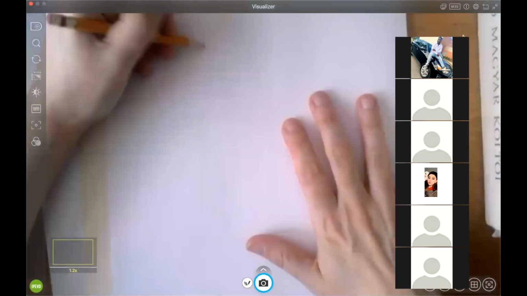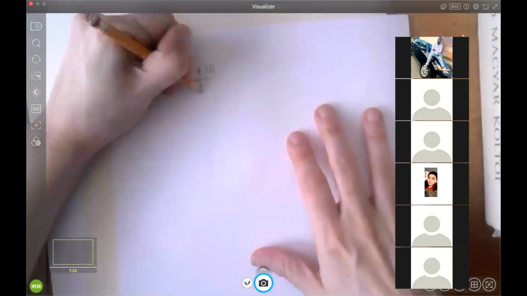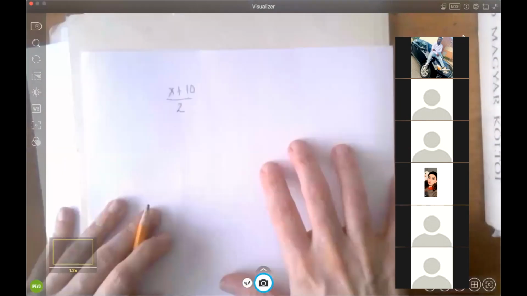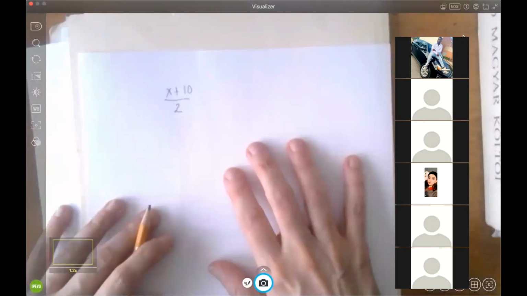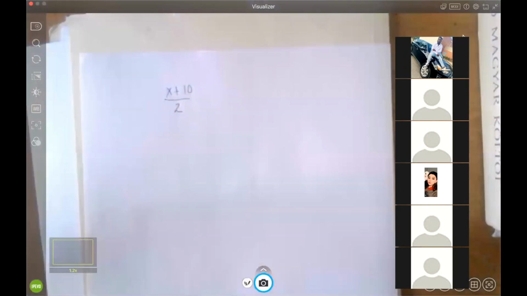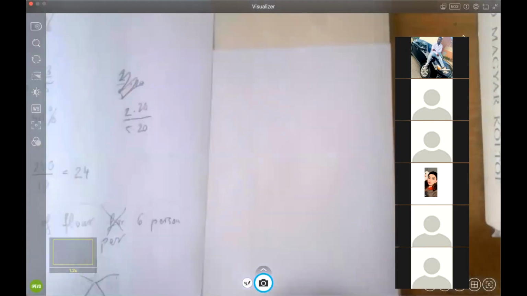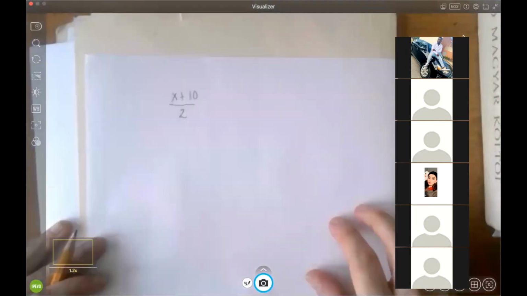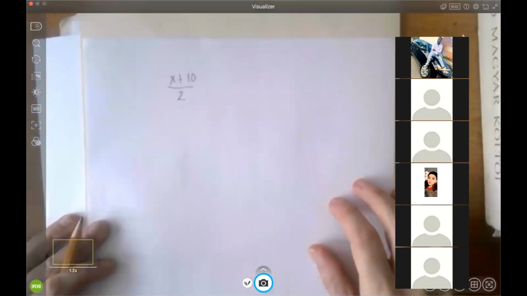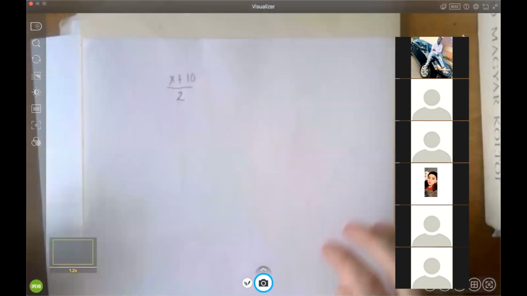X, yeah, plus 10. You got rid of the 2 by multiplying by 2. But that is doubling it. Here we're multiplying upstairs and downstairs by 2, which means we're really multiplying it by 1. Okay, all right. But yeah, it's good.